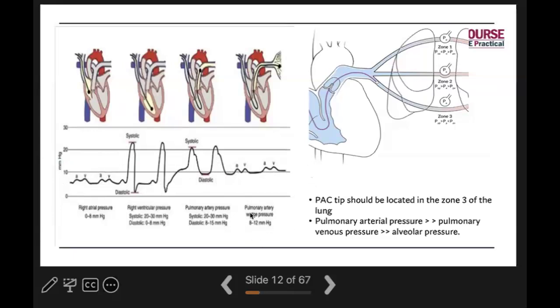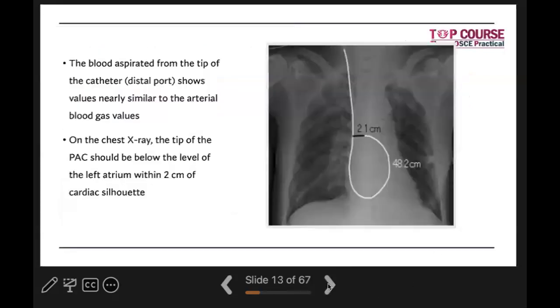The normal value of pulmonary capillary wedge pressure is 8 to 12 millimeters of mercury. Ideally, it should be in zone 3 of the West zones, where the pulmonary arterial pressure is more than the venous pressure, which is more than the alveolar pressure. In an X-ray, the tip should be at the level of the left atrium, within 2 centimeters of the cardiac silhouette. And when you draw blood, the oxygen saturation will be similar to that of the arterial blood gas saturation.